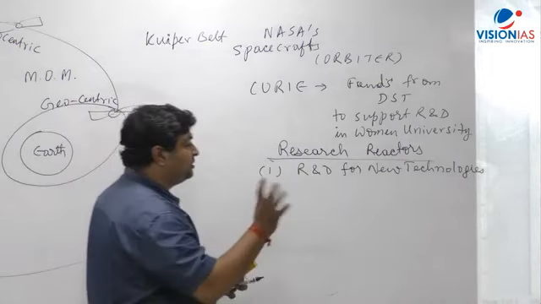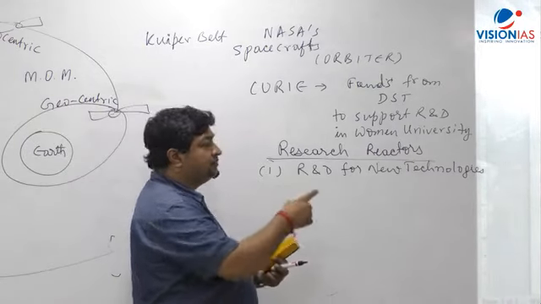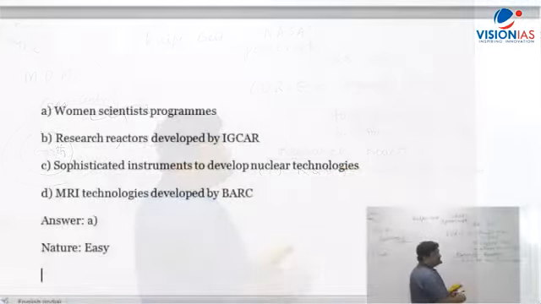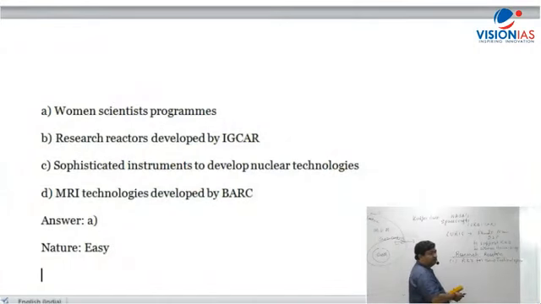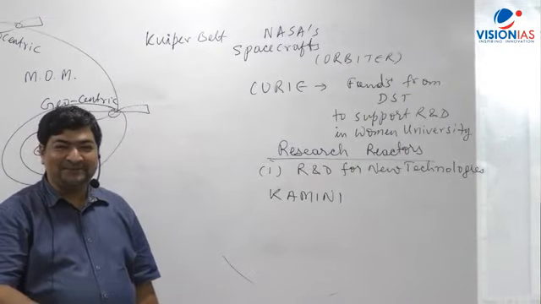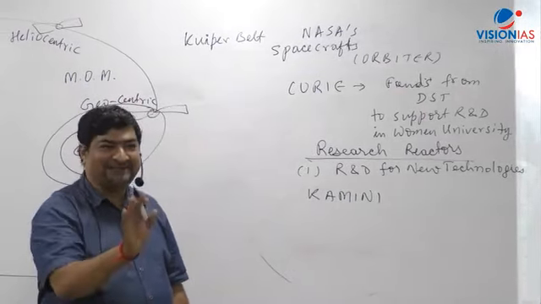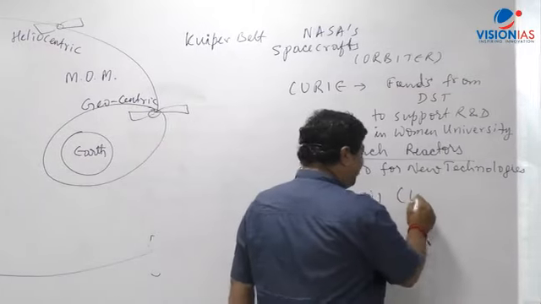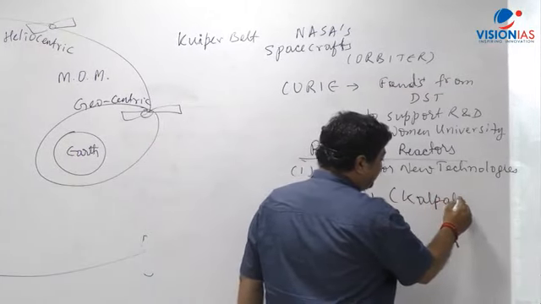One simple example I have mentioned here is the research reactor developed by IGCAR, Indira Gandhi Centre for Atomic Research. BARC in Trombay and Tarapur also has research reactors. IGCAR is in Kalpakkam. Now I'll give one example from Kalpakkam. There's a reactor called Kamini. So what does Kamini stand for? Kalpakkam Mini reactor. Not anything else.